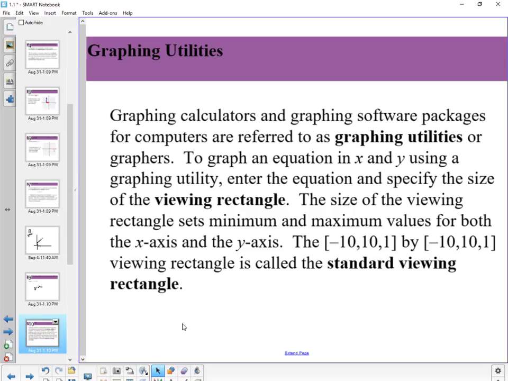But again, if you do zoom standard, it'll go back to these default settings: -10 to 10, -10 to 10. Questions there? Thank you very much. Moving on.